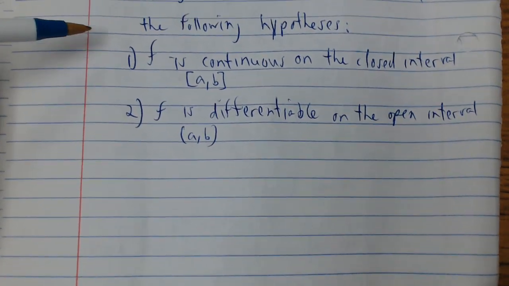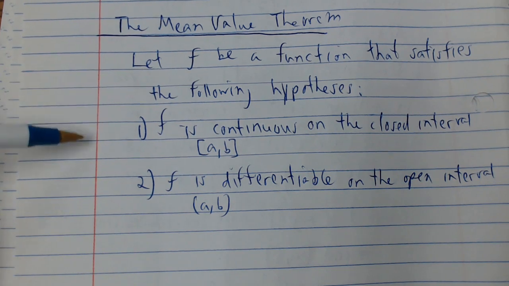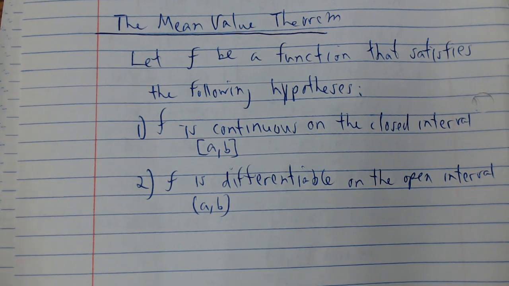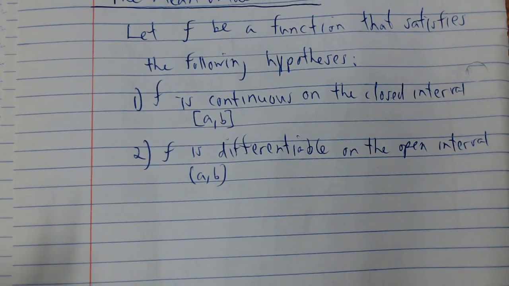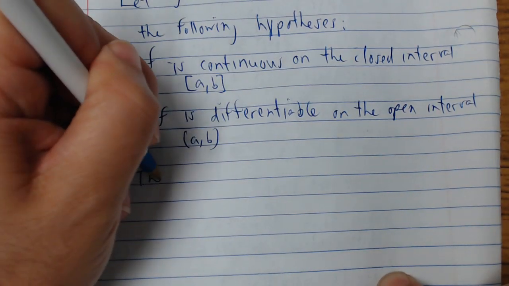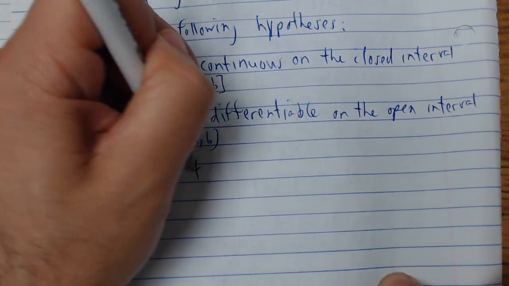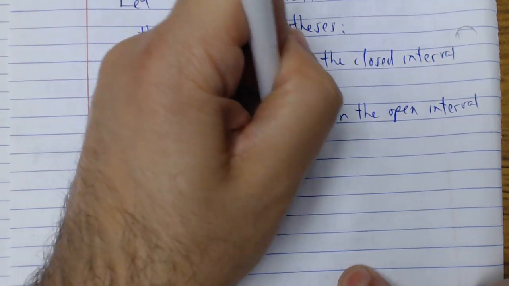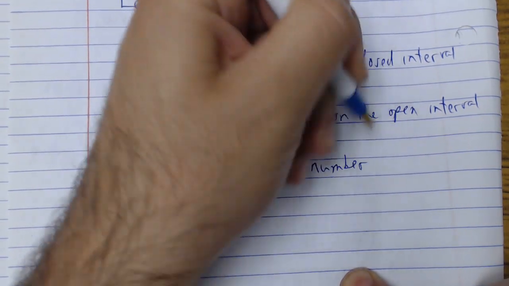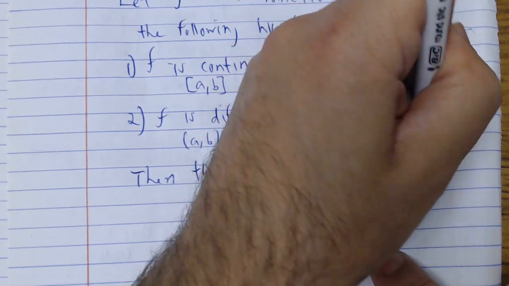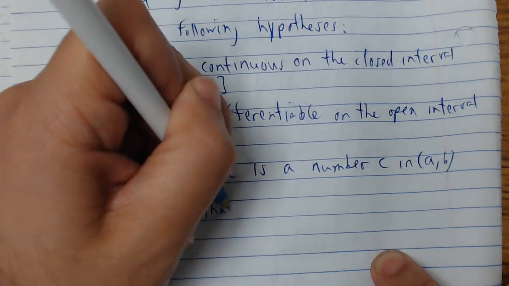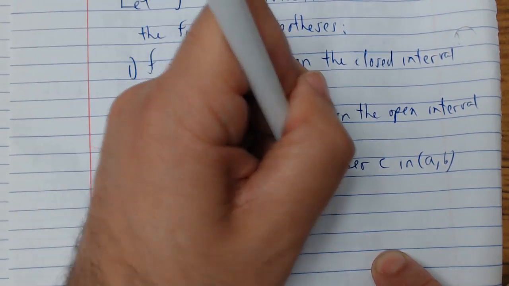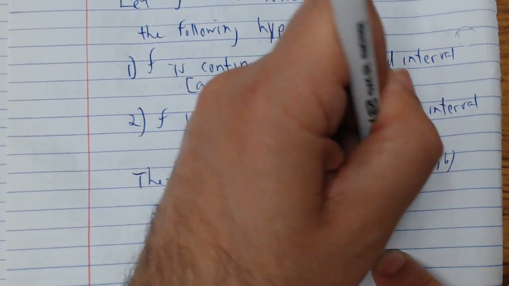So notice how the mean value theorem is a more general statement compared to Rolle's theorem, because Rolle's theorem is more specific. It's also saying the y values at A and B must be the same. Okay, so here's what the mean value theorem says. Then there is a number C in the open interval from A to B such that f prime of C equals f of B minus f of A over B minus A.